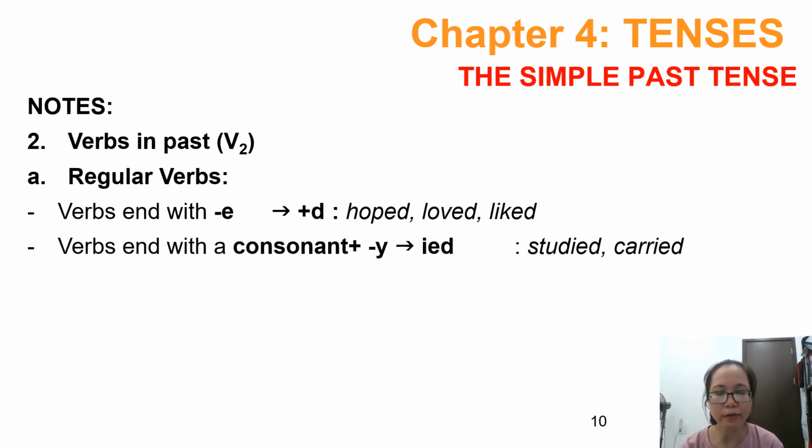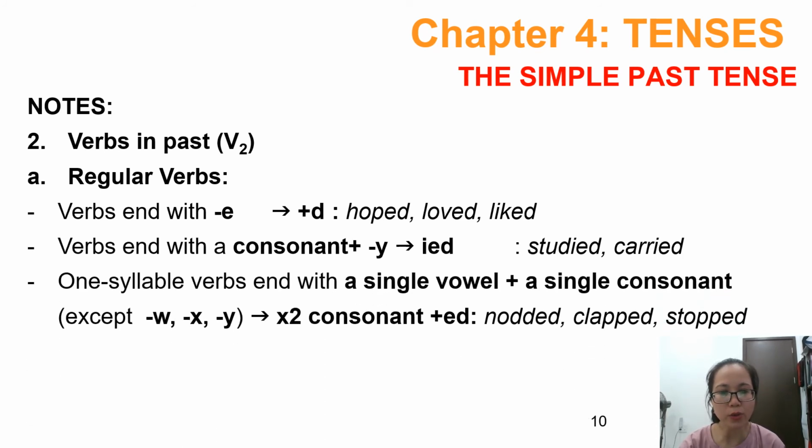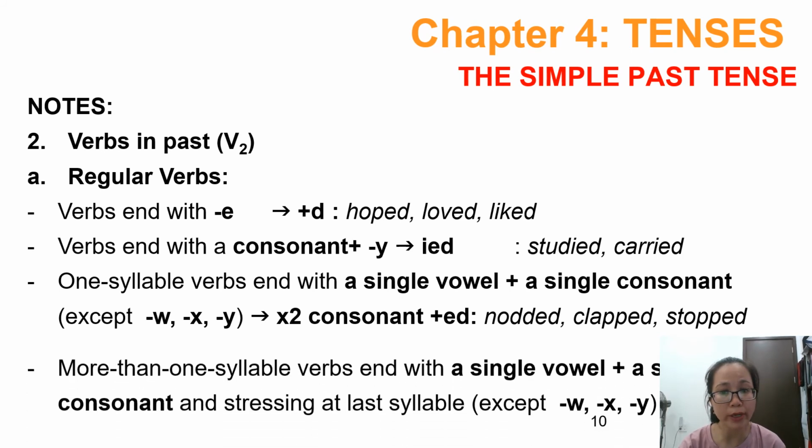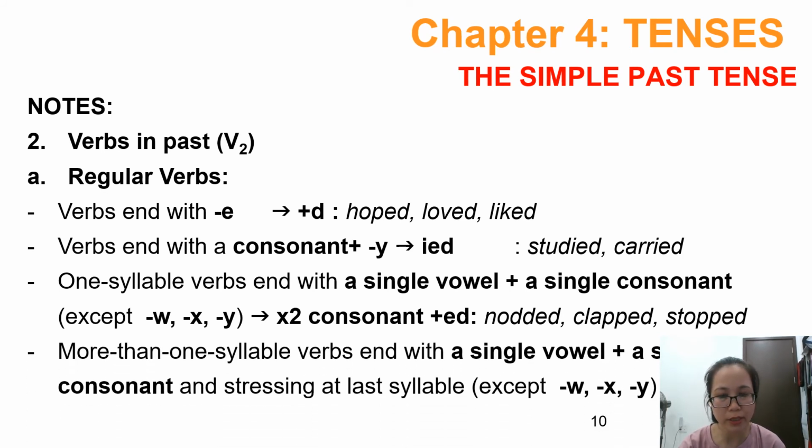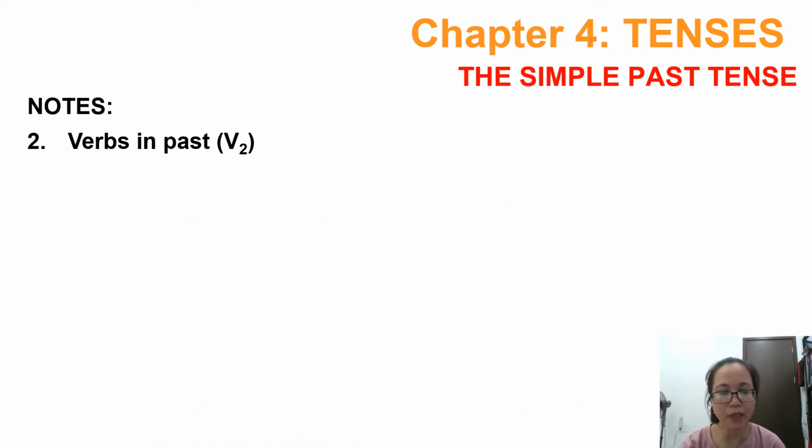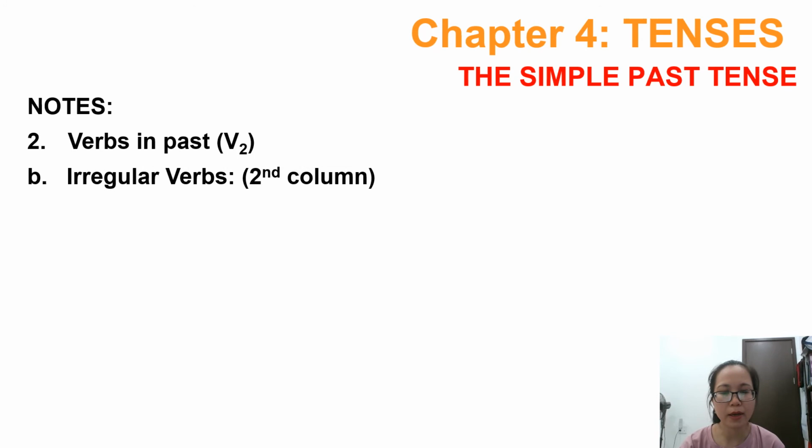And when the verb ends with y and a consonant, then we turn the y to i and add ed, like this. Okay, study, studied, carried. And there is also another rule regarding a single vowel and a single consonant: we have to double the consonant and then add ed. Okay, so that is the regular verbs in past form.